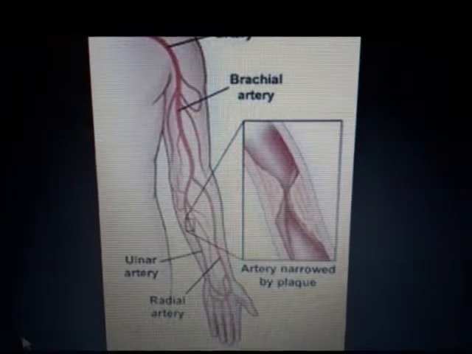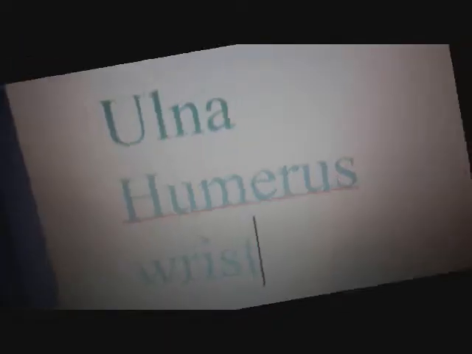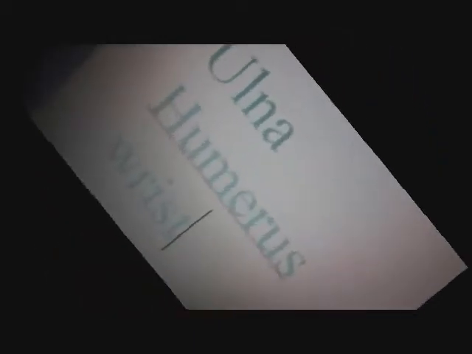The radius articulates with what other bones? The radius articulates with the ulna and the humerus. The ulna and the humerus are the only two that it articulates with. And that's for the articulation or hinge joint of the elbow, as well as the articulation at the wrist.